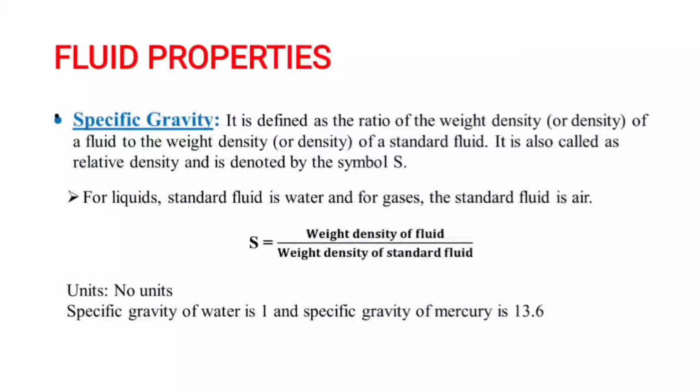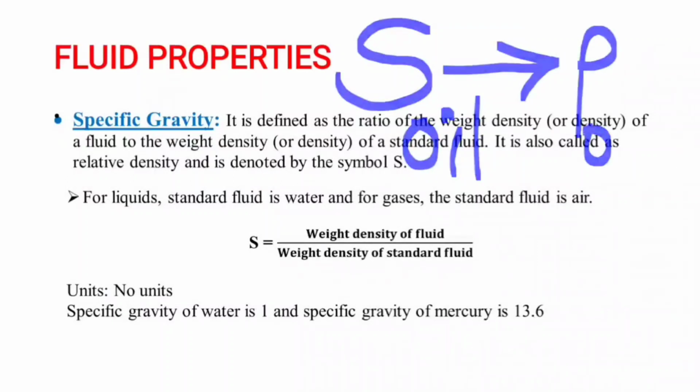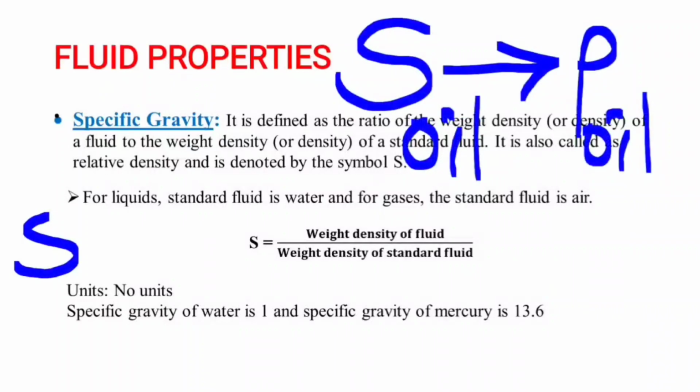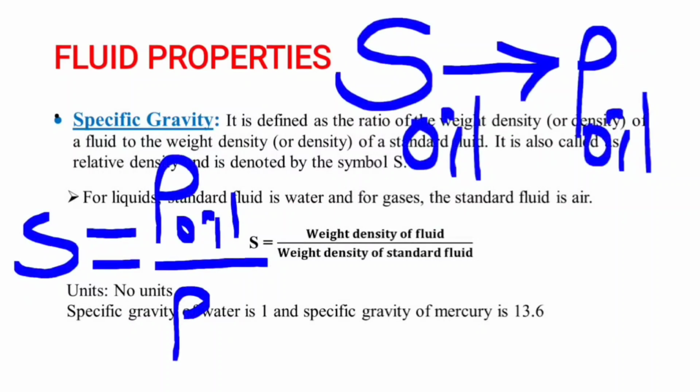I have a specific gravity of oil. I need to find the mass density of oil. So what is the formula I use? S is equal to rho of oil by rho of standard fluid, that is water, I use.